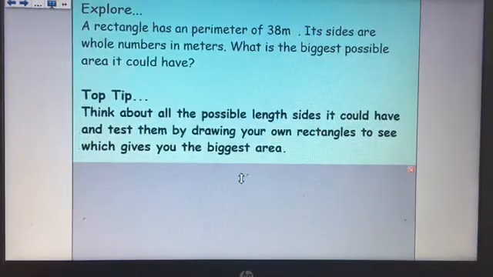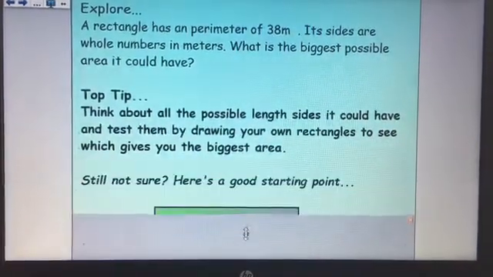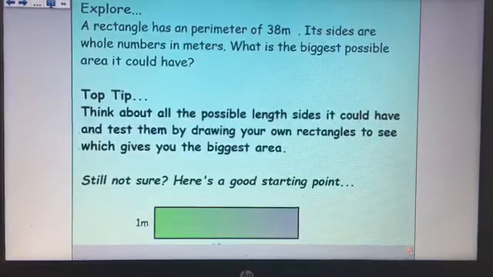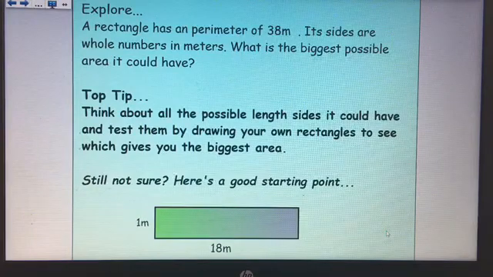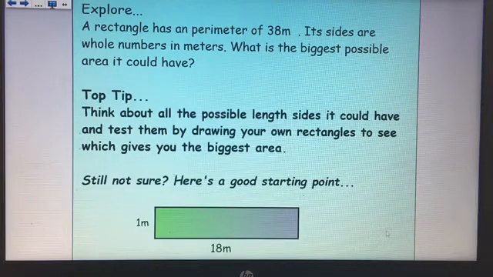My next top tip, if you still want a bit of help, I'm going to get you started. So a good starting point, I think, if you're trying to find a rectangle with a perimeter of 38, a logical place to start is by having a 1 meter side, then two 18 meter sides and another 1 meter side. Okay, that would be a good starting point. Test that, see what the area is, then maybe think about what your next side could be. Okay, I'm going to leave that down to you.